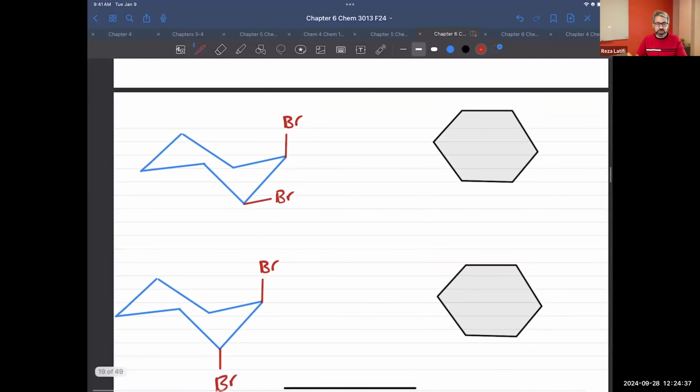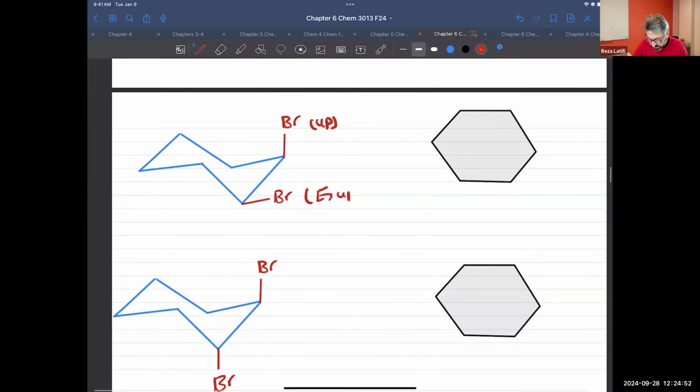Okay, how about those 2? This is going to be up. That one is up. The first one is axial up. The first one is equatorial up, and the second one is going to be axial up.